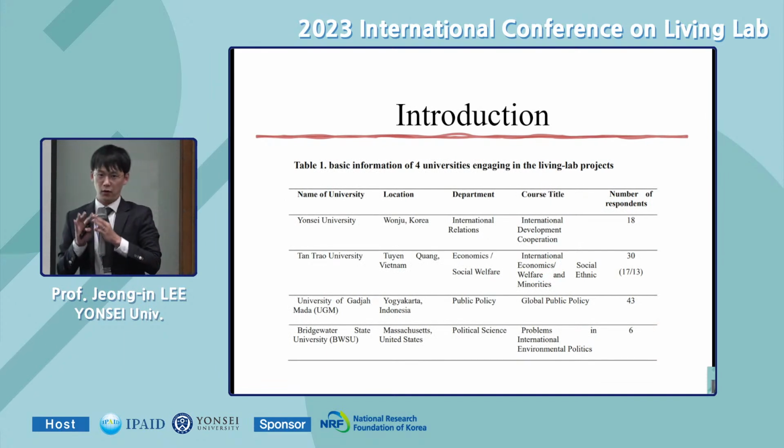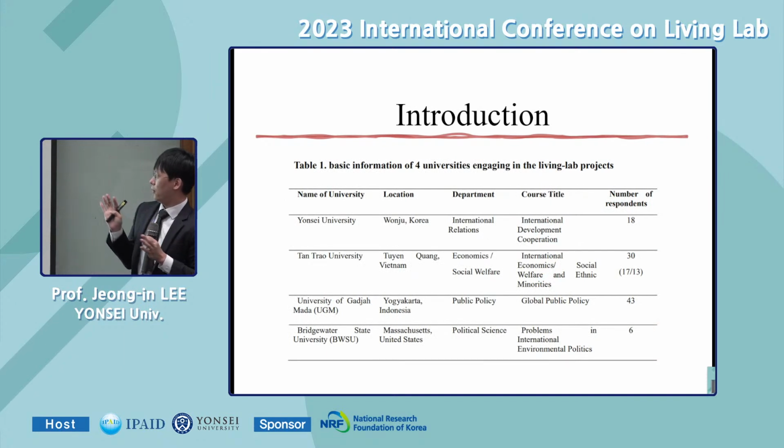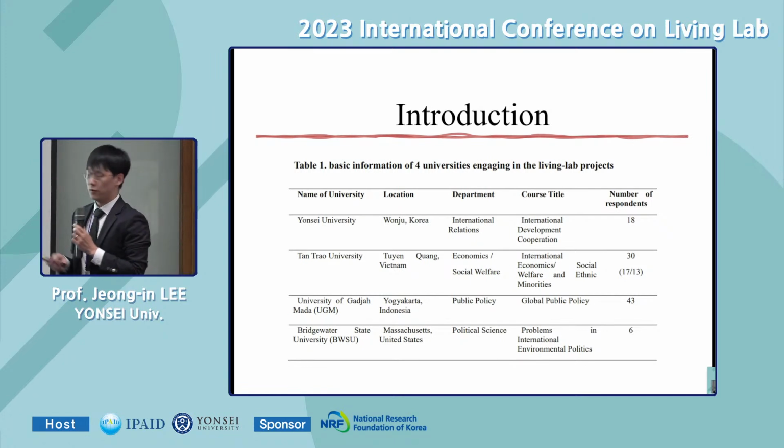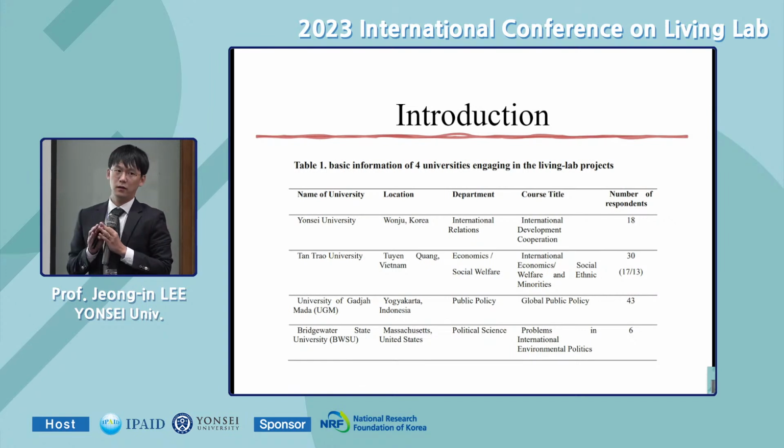So let's see an overview of the whole curriculum and partner university classes. One is Yonsei University, located in Wonju in South Korea. The related departments are different from each other. The class in Wonju is in the Department of International Relations, and the course title is International Development Cooperation.